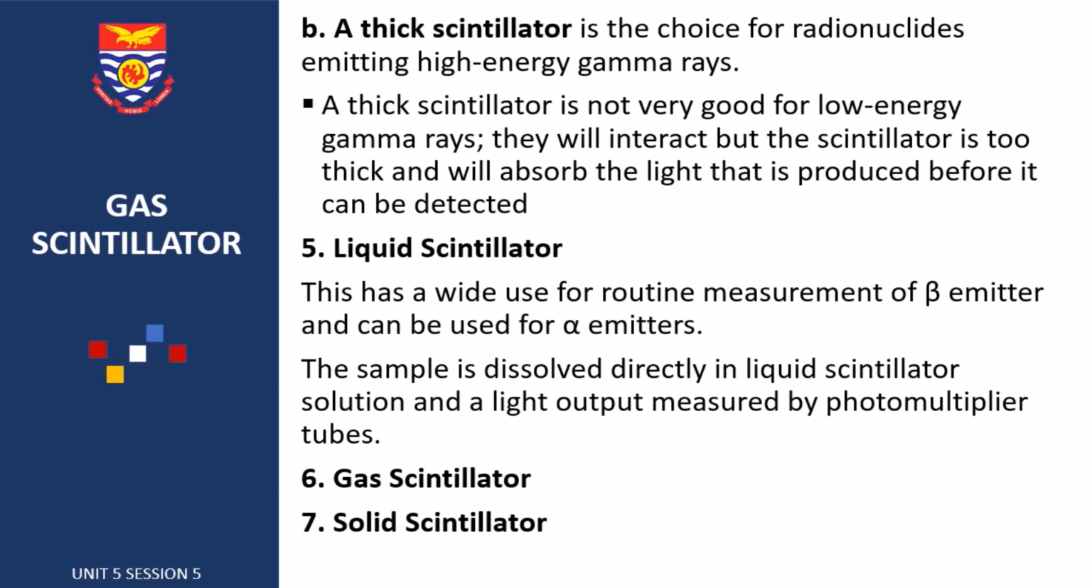Let's look at another form of counter, which is the liquid scintillator. They are mostly used for the measurement of beta emitters and alpha emitters. The sample to be analyzed is dissolved directly in liquid scintillator solution, and the light output is measured by a photomultiplier tube. There are some other forms of these counters, which are the gas scintillator and the solid scintillator.